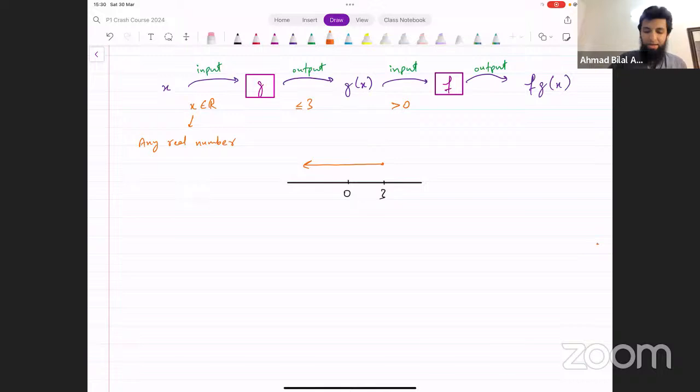And the input that you can give to function f has to be greater than 0. That means this is the output of g. We can say the range of g. What about the domain of f? Domain of f is anything to the right of 0. This is the domain.